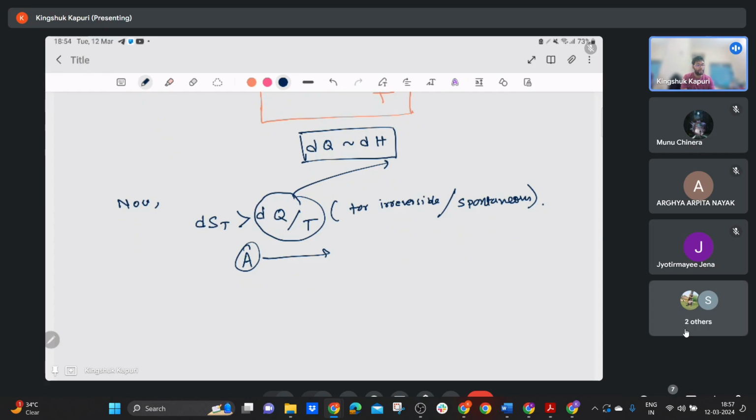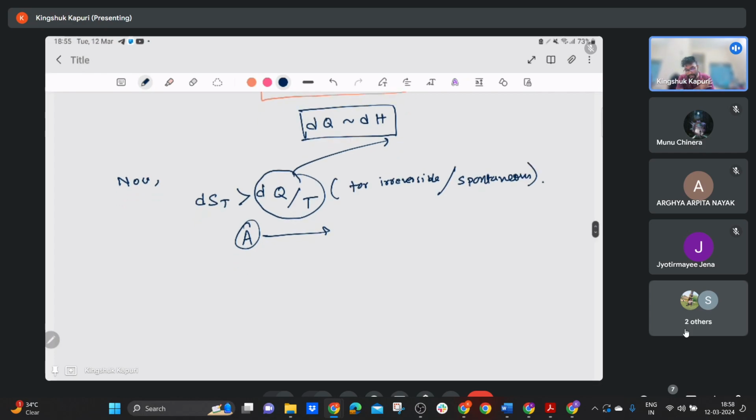And in case of a reversible process, what do you mean by a reversible process? Can you give an example of a reversible process? Anyone? A very basic example which you have learned in class 10 or 12. What will be an example of a reversible process?